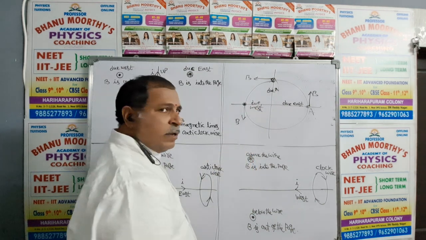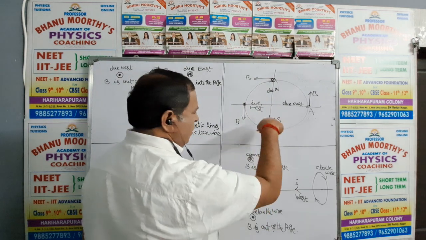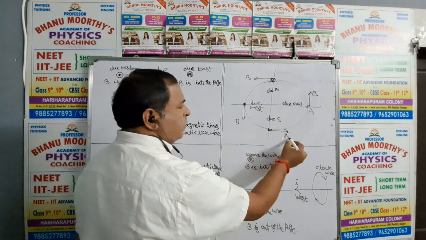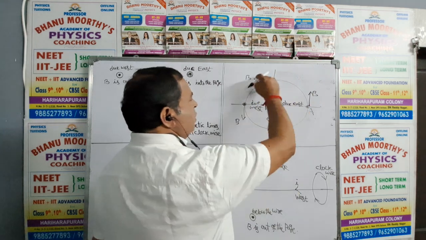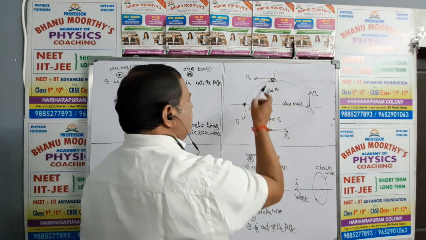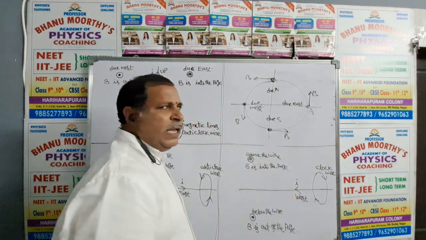That is B. And due south of the conductor, okay, magnetic field here is due east. So because magnetic field orientation is anti-clockwise, everywhere. So due east it is north, due west it is south, due north it is west, due south it is towards east.